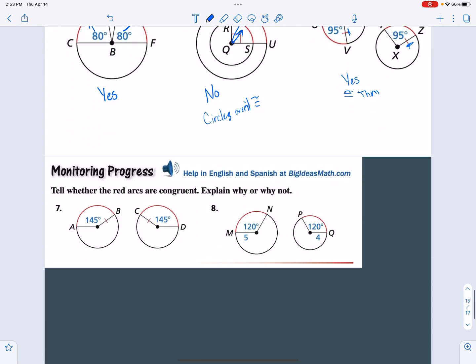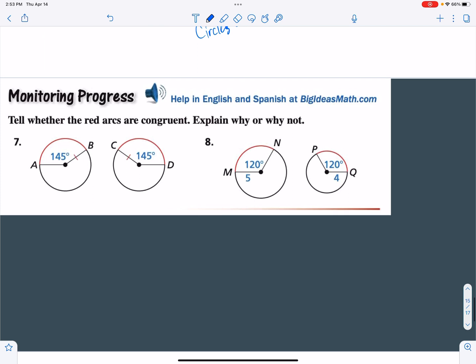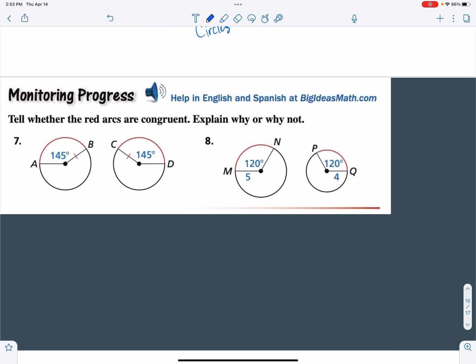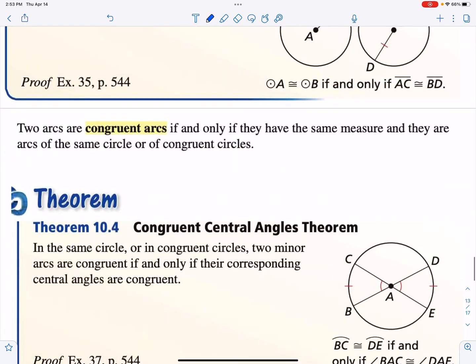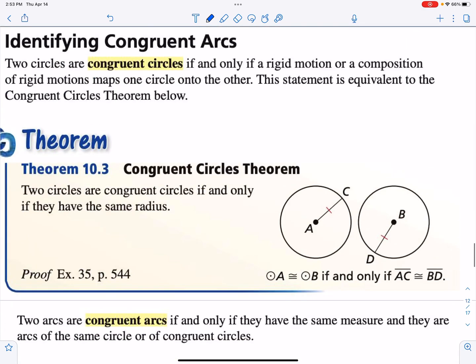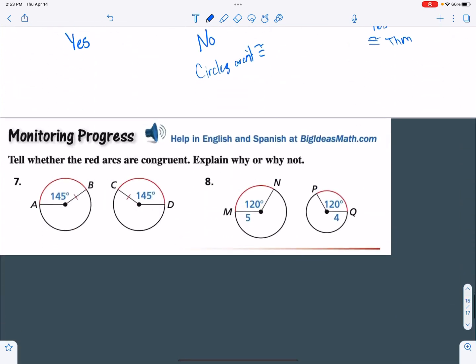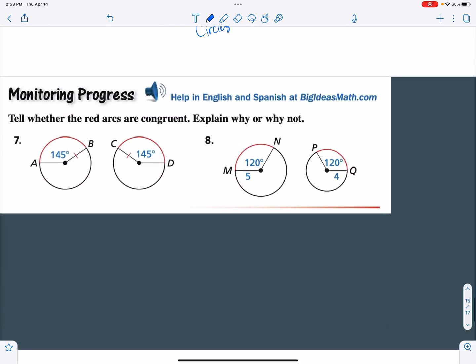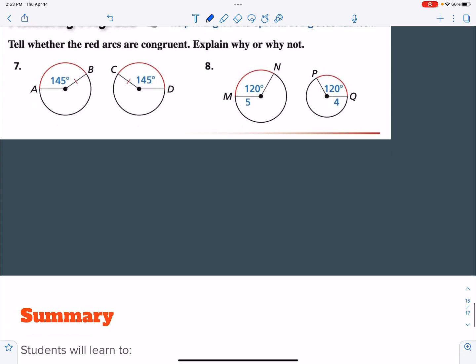So again, make sure you explain why or why not, but the last two we have in this section are just tell whether or not these circles have congruent arcs and explain why or why not. Make sure, again, if it's the theorem, you can say the circles are congruent, the arcs that are created by the same central angle are congruent, or we can just use that fun theorem number right there, good old 10.4 or 10.3, depending on which one you need to use. So theorem number is perfectly sufficient. Okay, so again, there's our last two monitoring progress. Make sure you add those to your notes.